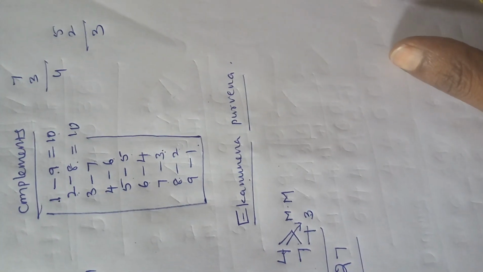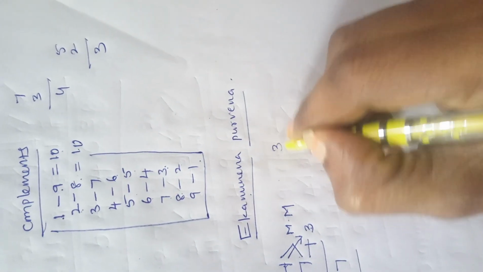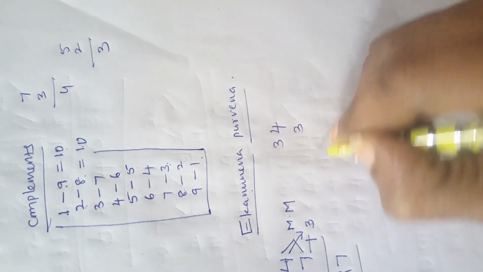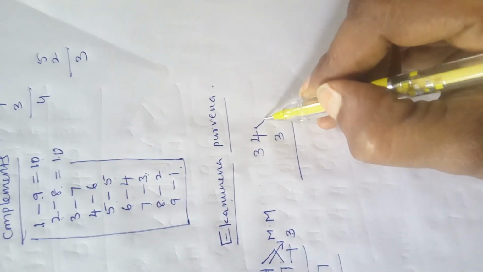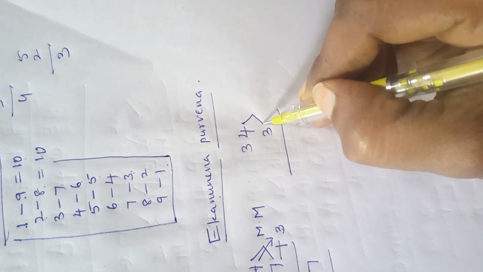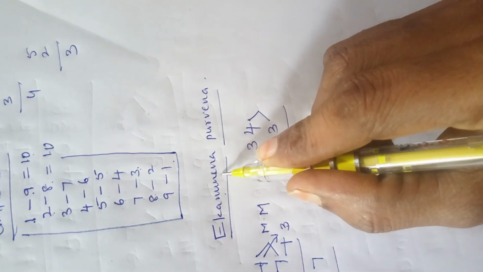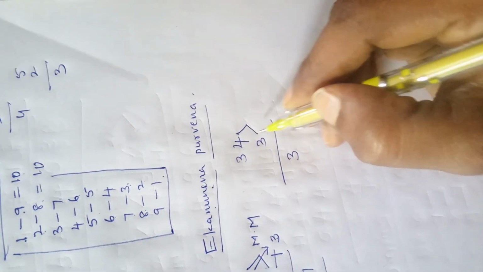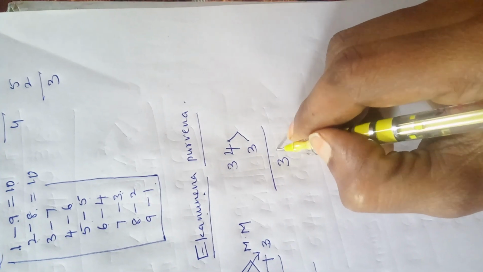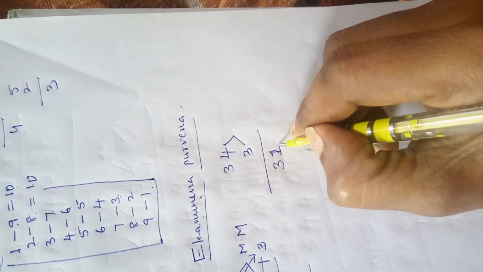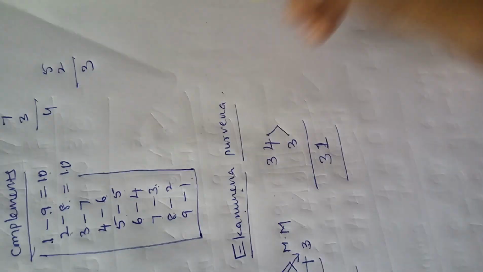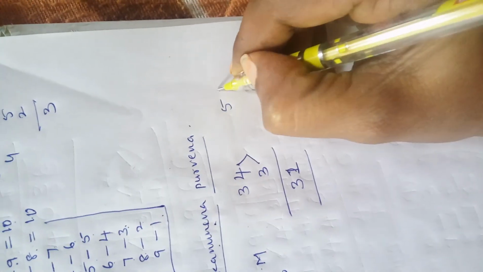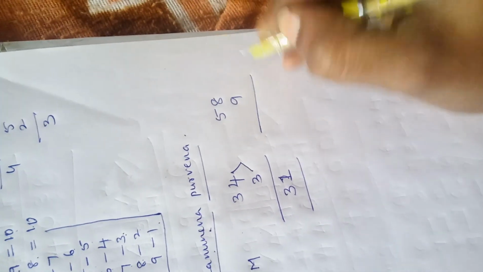We will do another example. 34 minus 3. You have to identify that it is a match case. So no need for Ekanyunena Purvena. You have to write the 3 as it is, and 4 minus 3 is equal to 1. This is the answer.